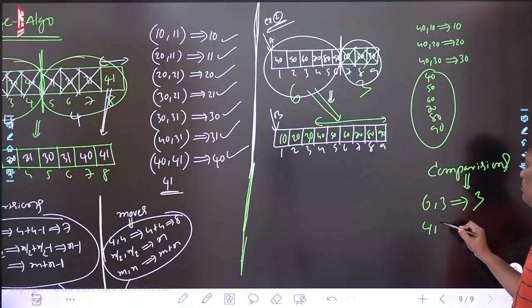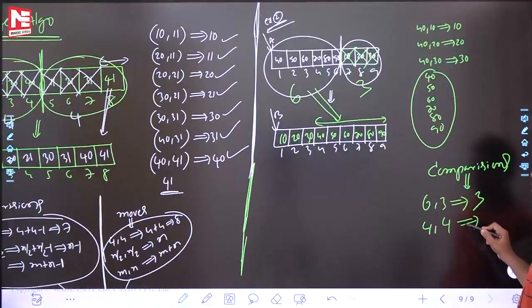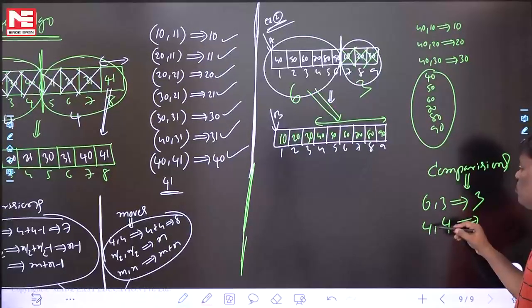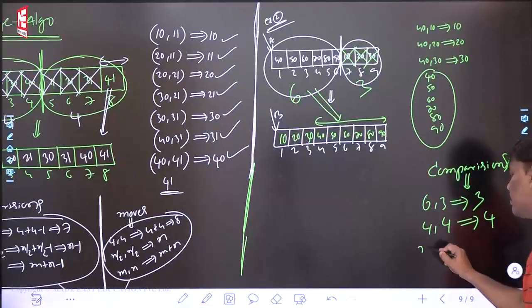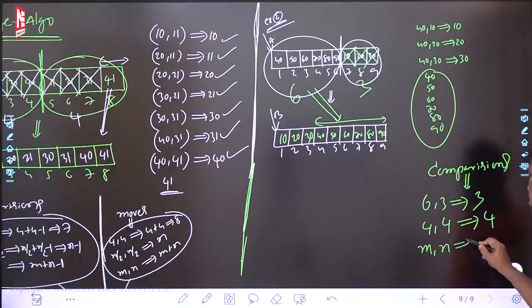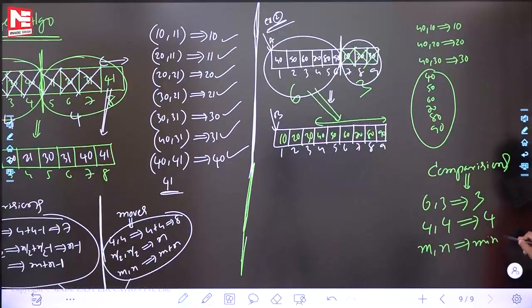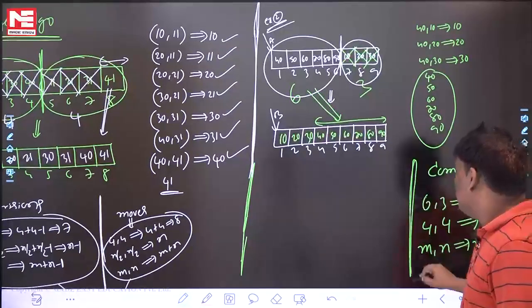Left 4 there, right 4 there. How many? One group only, that is also the small group. If both are equal, take any one, no problem. Next one. Suppose they are different. Left m people, right n people. How many comparisons? Minimum of m comma n. If both are equal, take any one. If both are different, take the smaller one. These many comparisons.